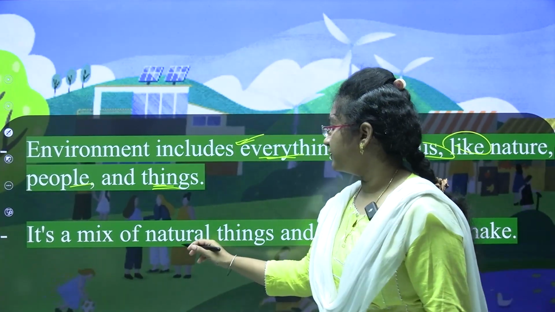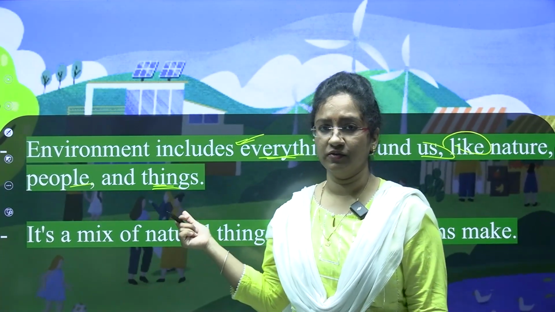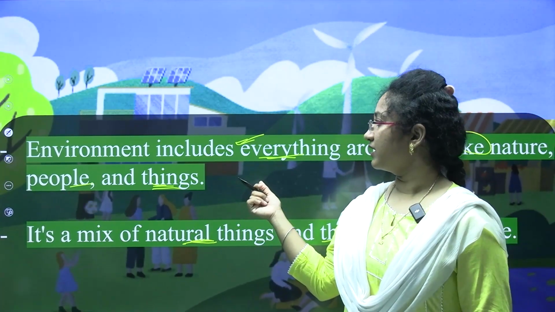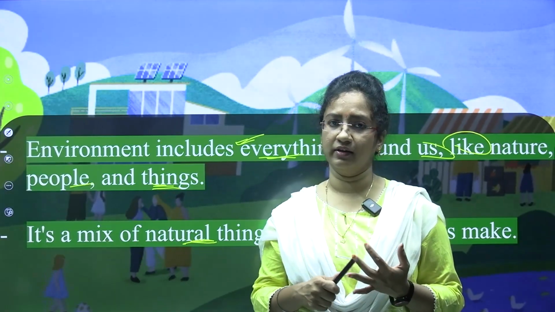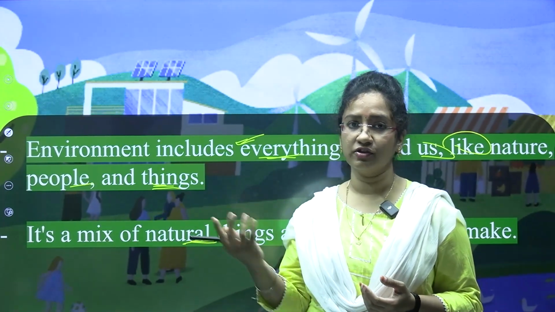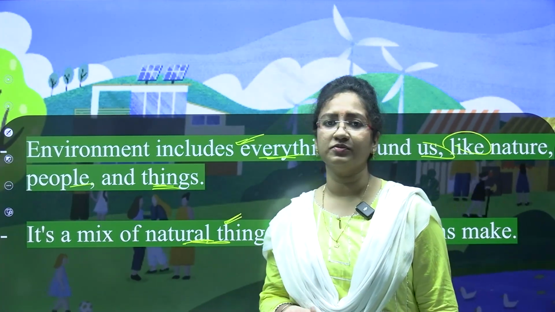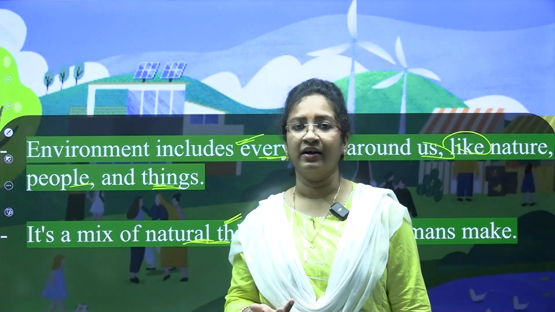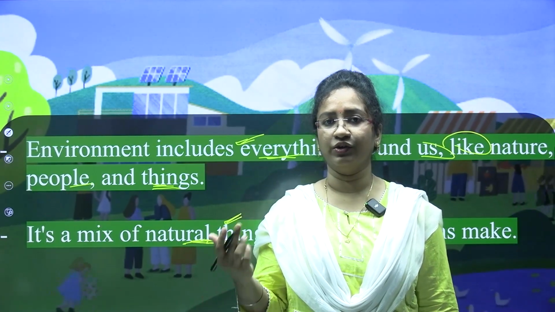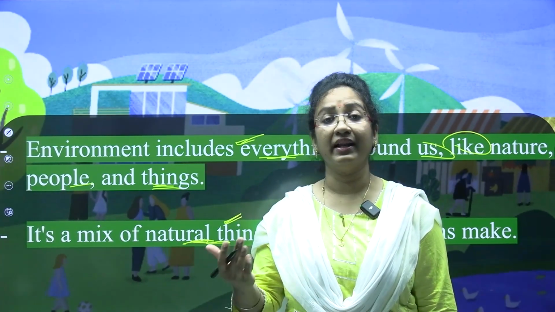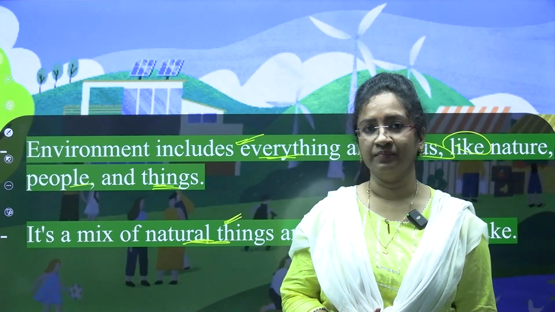So it's a mix of natural things as well as things humans make. Here we have seen the definition of environment as all the things that surround us. So it can be nature, people or things. The nature around you comes under natural things. It is given to us by nature. We have not made these things, like the water bodies that you may see around you, or the air that surrounds you, the land that you live on. All these are natural things, not human made things, right?